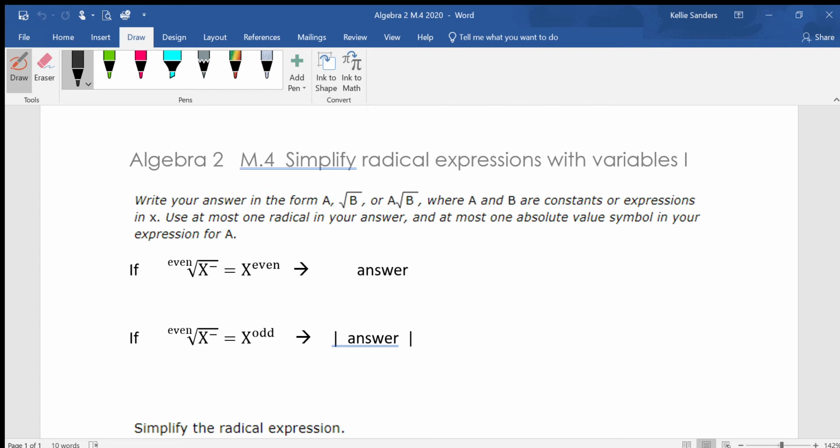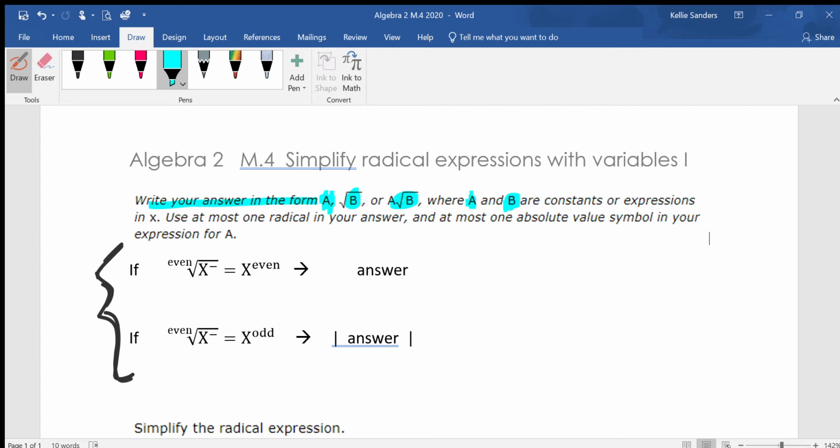M4, Simplify Radical Expressions with Variables, Part 1. I've given you some criteria right here. Before we begin, every question is going to say, write your answer in the form of A, or the square root of B, or A times the square root of B, where A and B are constants or expressions in x. Use at most one radical in your answer and at most one absolute value symbol in your expression for A. So that's just telling you how to write your answer.